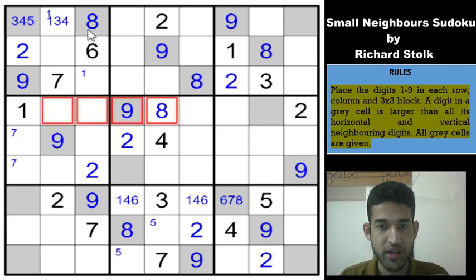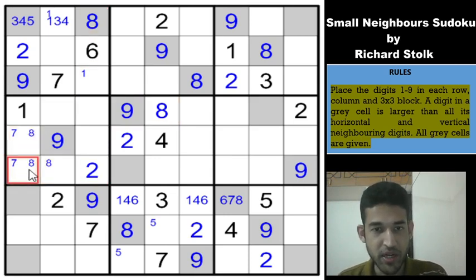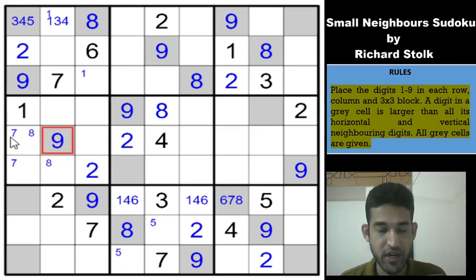So 8 cannot go here, 8 cannot go here, so 8 is in 3 cells. But 8 cannot be in row 6 column 1 because that would mean this is a 9. So 8 is in this cell or this cell, and both are adjacent to a 9, so no problem.